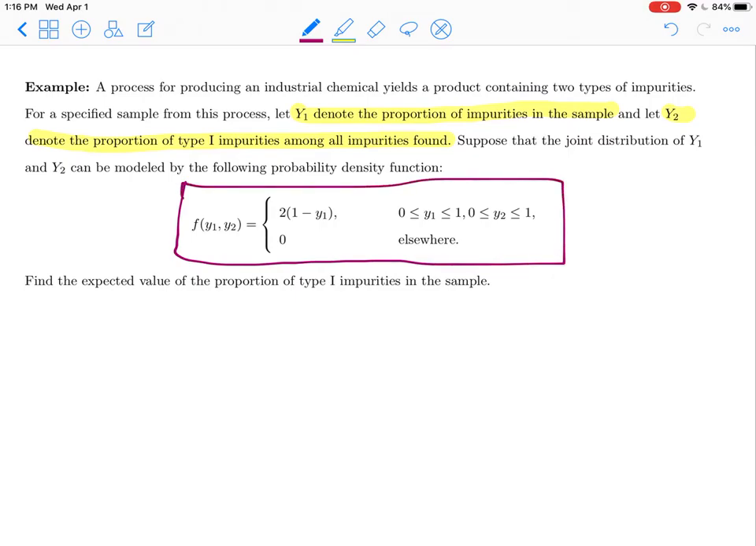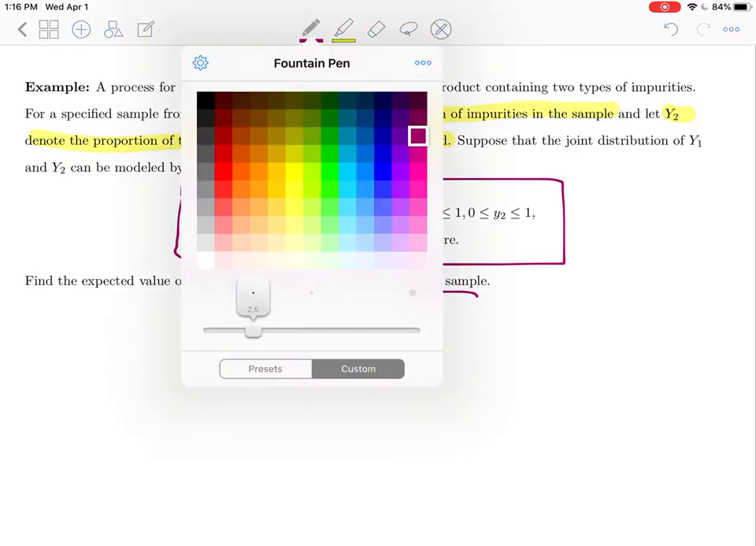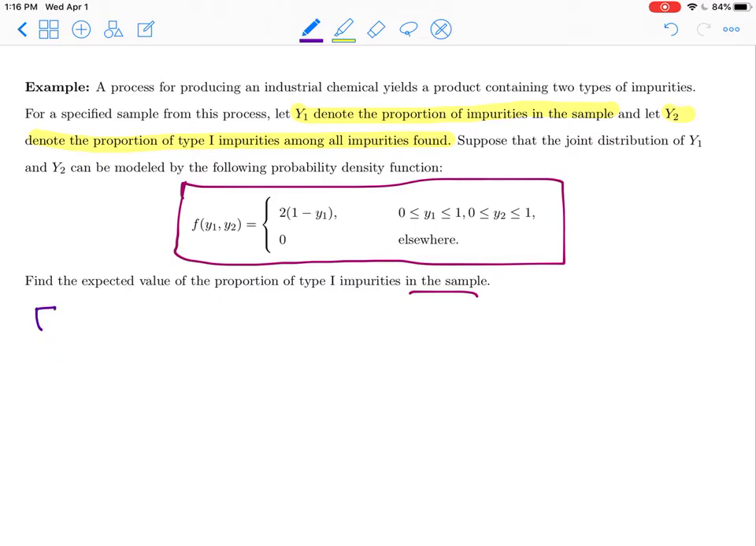We want to find the expected value of the proportion of type 1 impurities in the sample. So really we should first figure out what we are trying to find the expected value of. We want the expected value of type 1 impurities. So is that just Y1? Well, no, that's not quite just Y1.